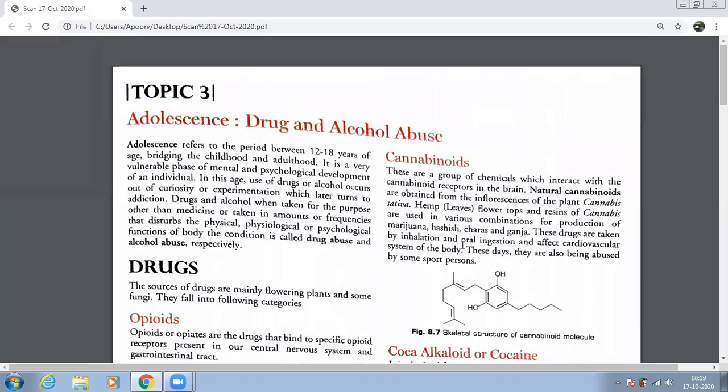Cannabis sativa. Vivek Verma, good morning. Vivek Verma, good morning.